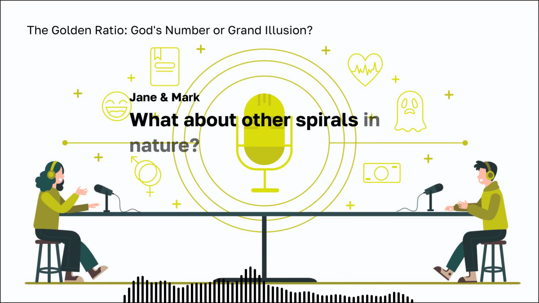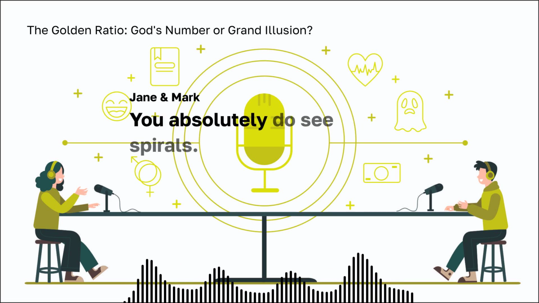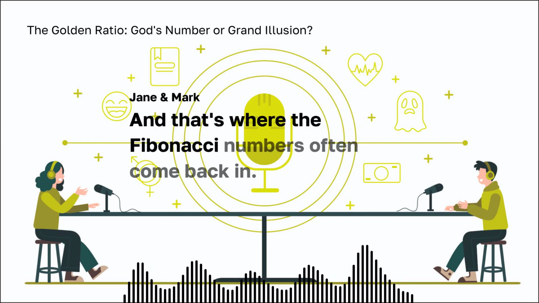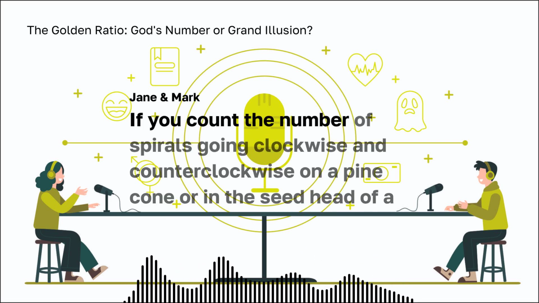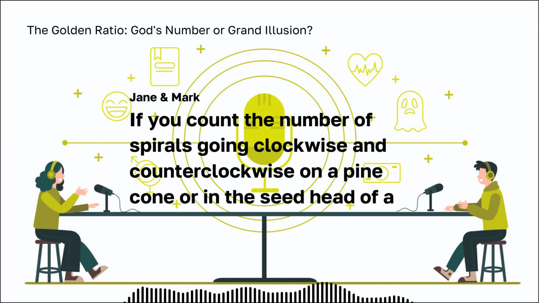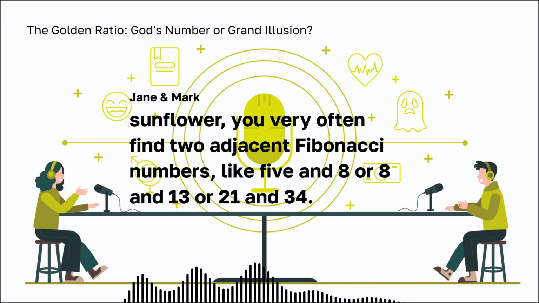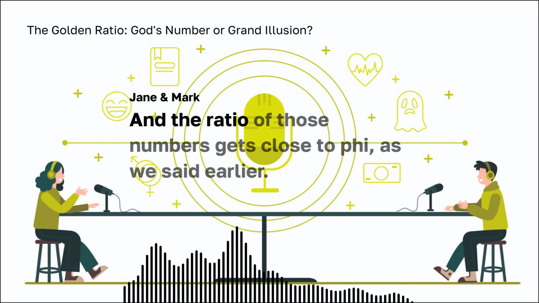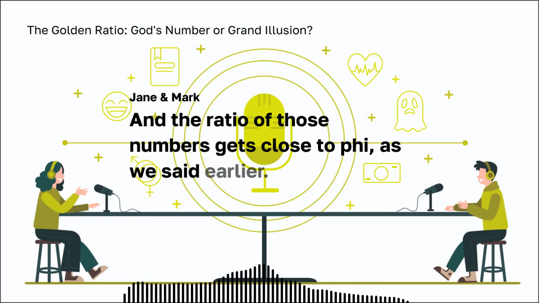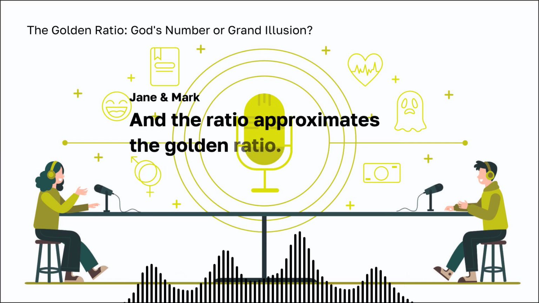What about other spirals in nature? Pine cones, sunflowers, pineapples. You definitely see spirals there. You absolutely do see spirals, and that's where the Fibonacci numbers often come back in. If you count the number of spirals going clockwise and counterclockwise on a pine cone or in the seed head of a sunflower, you very often find two adjacent Fibonacci numbers like 5 and 8, or 8 and 13, or 21 and 34. Okay. And the ratio of those numbers gets close to phi, as we said earlier.